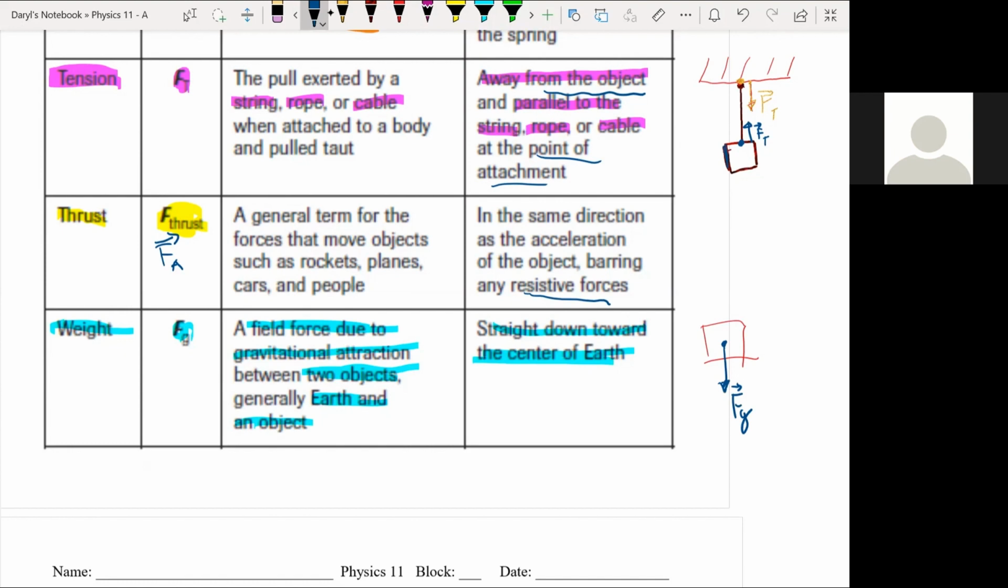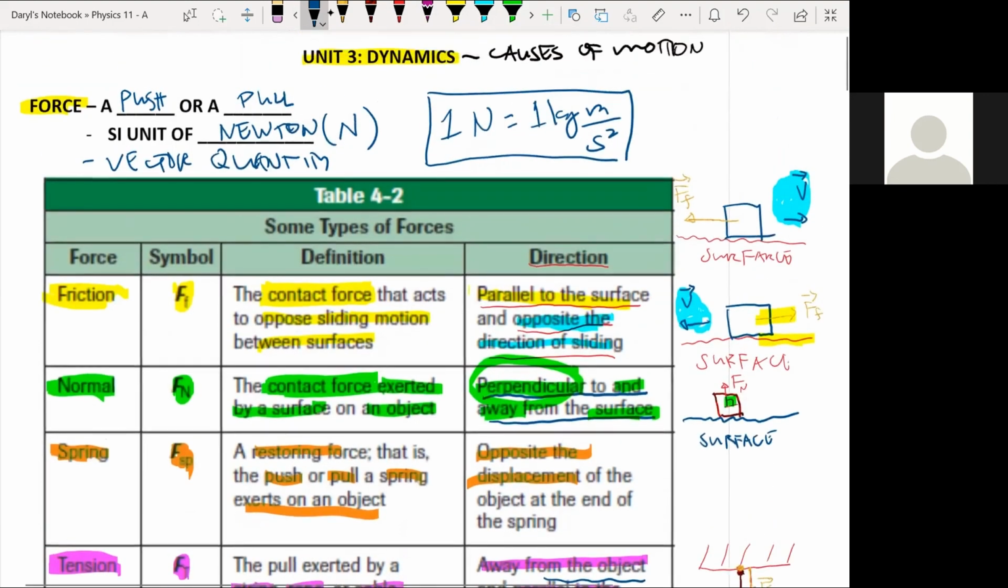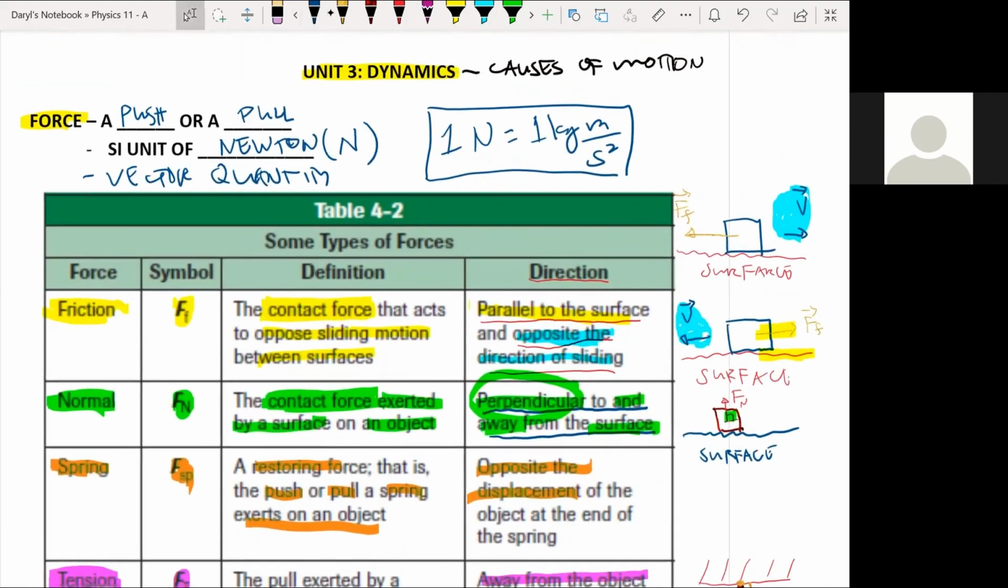Later on, I started with this one because you'll be doing what you call a free body diagram. A free body diagram is just a diagram that shows all the forces acting on the object, and that is very essential when talking about dynamics.